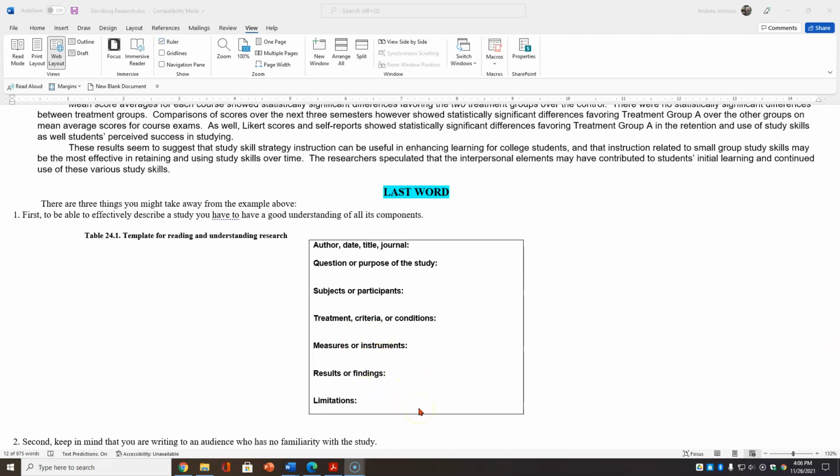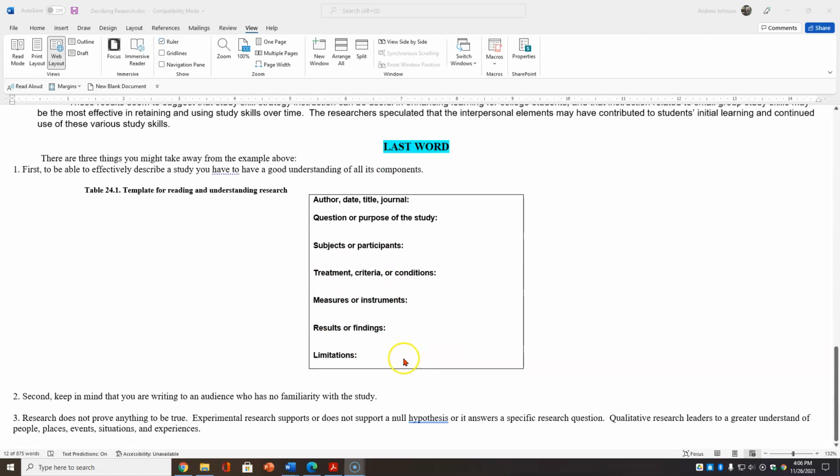Reading research takes practice. You cannot read research like you read a textbook. You cannot read research like you read a Harry Potter book. You have to read research looking for these specific things. What's the question or purpose of the study? Participants, treatment, you get the idea.